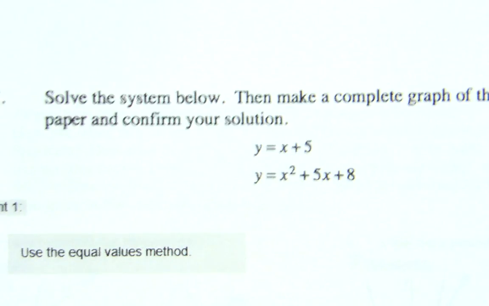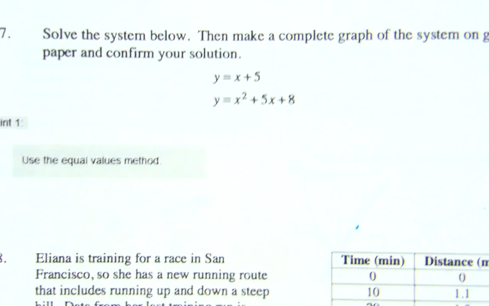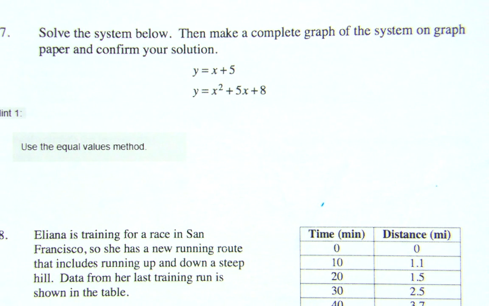All right, next one, 67. Solve the system below, then make a complete graph of it on graph paper, and confirm your solution. So we need graph paper for this. First, we need to actually solve it. So we're going to solve it by equal values method first, and then we're going to graph it.